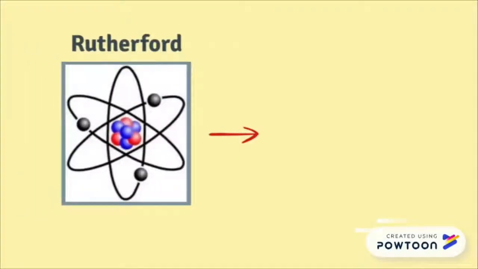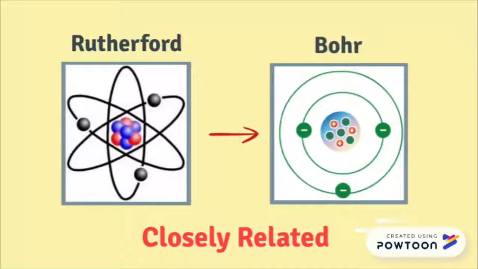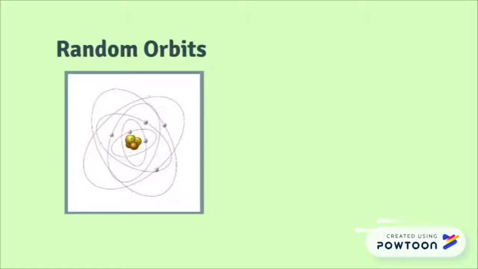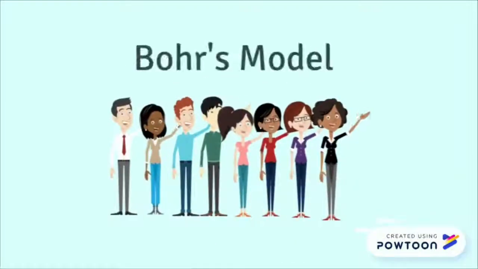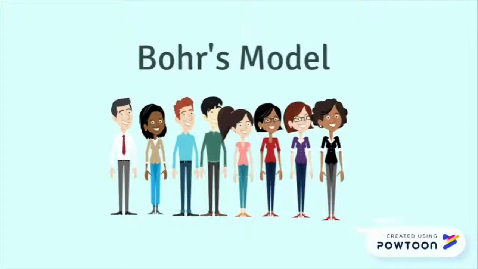But Rutherford's model is closely related to the quantized shell model of Niels Bohr, which is similar to the planetary model, but unlike Rutherford's with its electrons traveling around at random, Bohr's model consists of a positively charged nucleus surrounded by electrons traveling in arranged circular orbits, which is another topic to be discussed by the neighboring group.